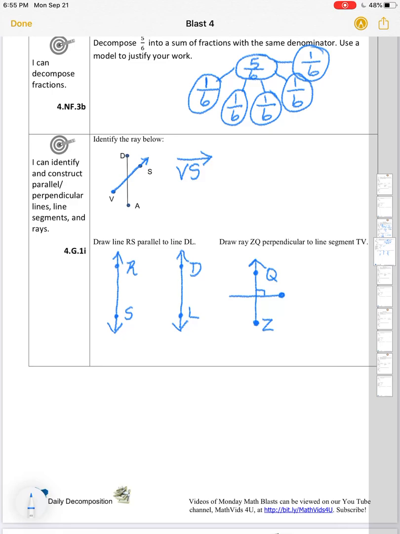And it's a segment, so it's going to have endpoints at both ends. And we want to call that TV. So I'm going to put my T here and my V here. But again, both ends were the same. So I could have put my V where I put my T and my T where I put my V if I wanted to. That doesn't matter.